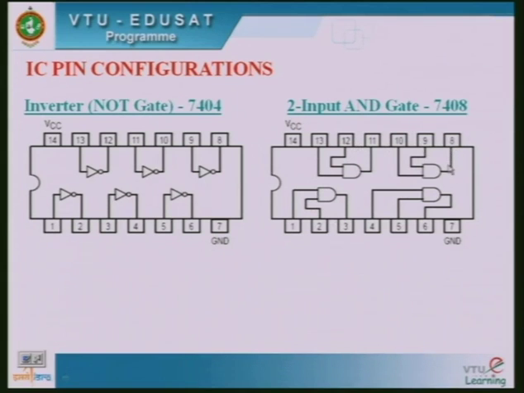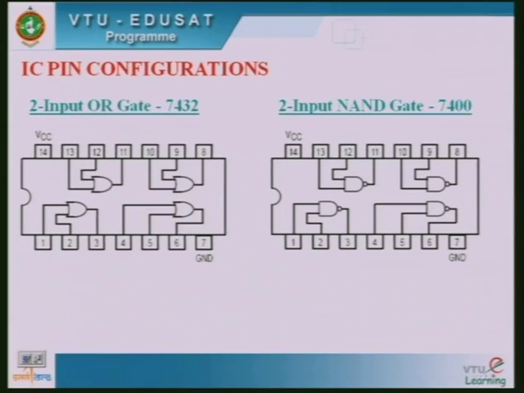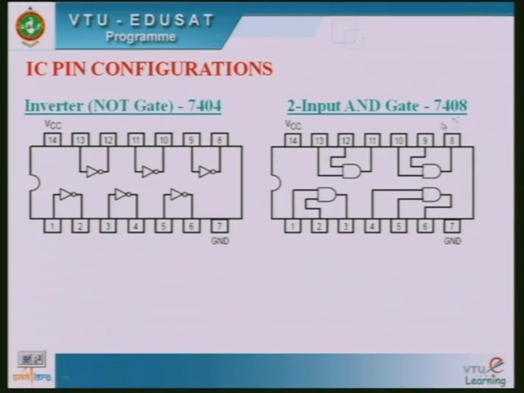So this is the output pin, and these 2 are the input pins for this, and pin number 6 is the output pin, and 4, 5 are the inputs. Here 1 and 2 are the inputs and 3 is the output. In this, 13 and 12 are the input pins, where pin number 11 is treated as the output pin. Similarly, this is 7408.